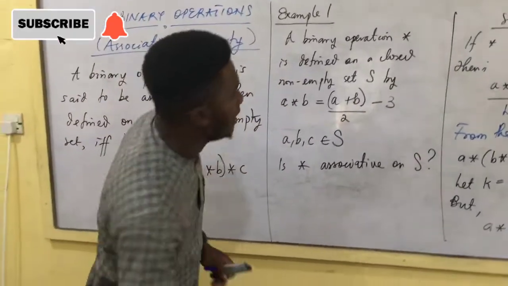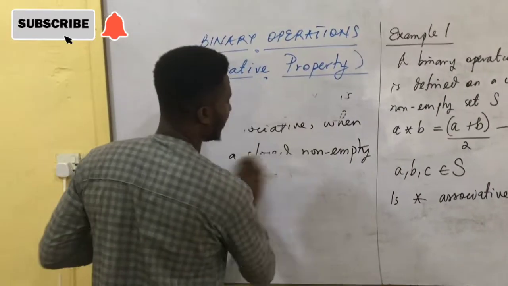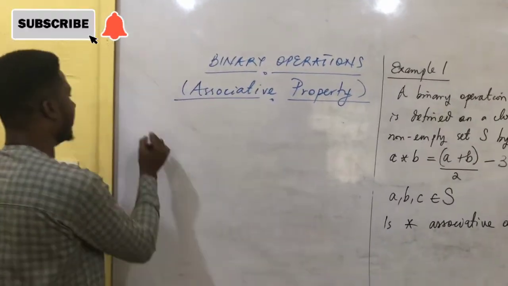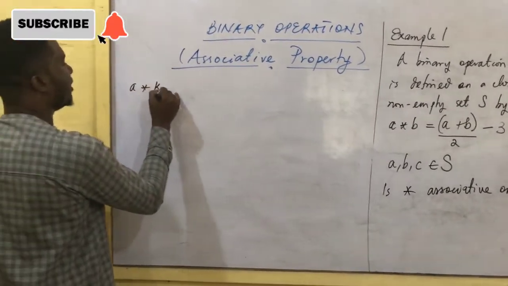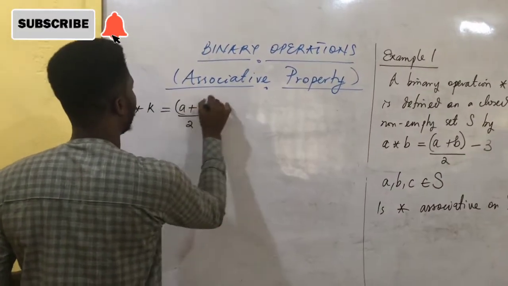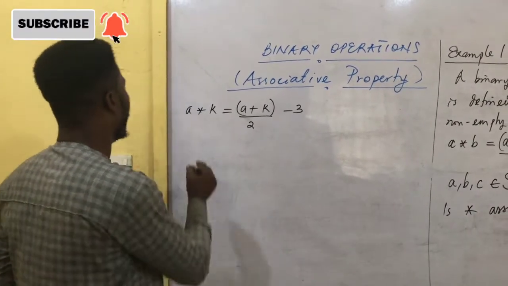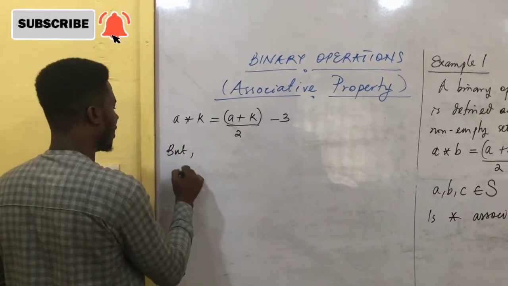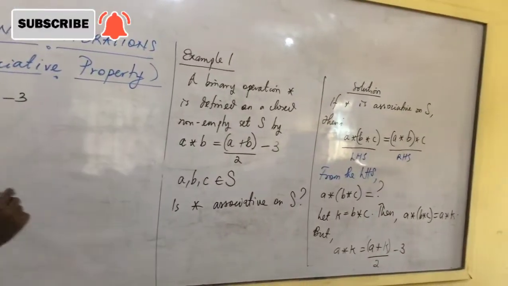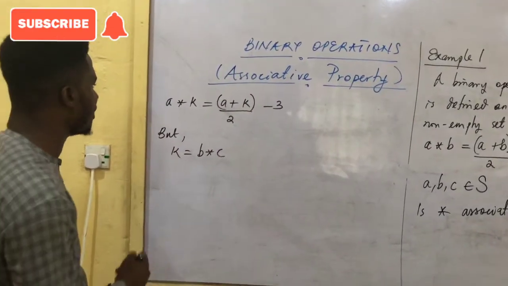Okay? Now, having done that, let's bring the problem over here, and continue the problem here. This is where we stop. A asterisk K equals A plus K over 2 minus 3. And that's our result for A asterisk K. But again, K was used to represent B asterisk C. We had earlier used K to represent B asterisk C.